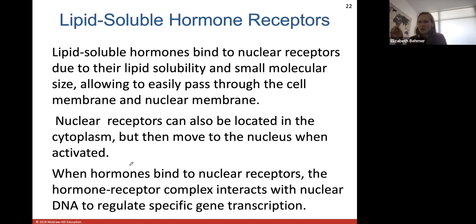If it's a lipid-soluble hormone receptor, again, lipid-soluble hormones will pass through and eventually pass into the nucleus. A nuclear receptor would be located in the cytoplasm, and hormones might even bind to nuclear receptors on the nucleus. And when that happens, this hormone receptor complex will interact with DNA to regulate specific gene transcription to tell that cell to create a specific protein in order to perform a function, for example.